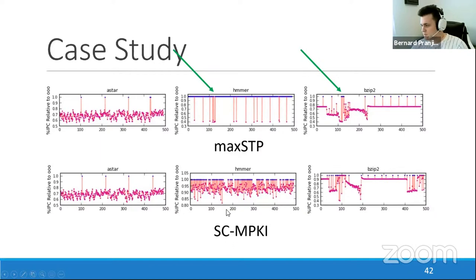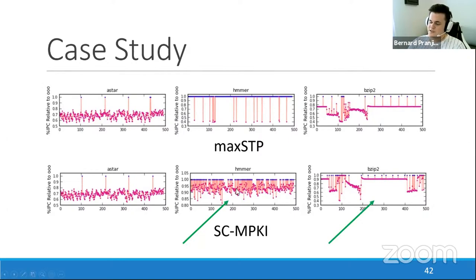Now, in contrast to the maximum system throughput arbitrator, once HMMER is memoized, it can perform consistently near out of order performance while using the out of order core way less. So we see that here. Like in the top graph, it's a straight blue line, but here it's only dots. So this means that once you memoize this benchmark, you don't have to run it on the out of order core every time. So this in turn allows BZIP2 more time on the out of order core.